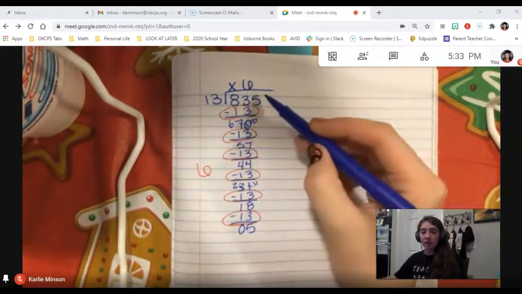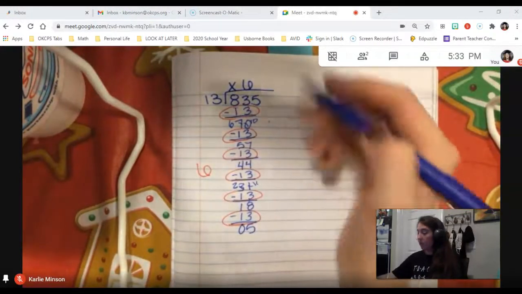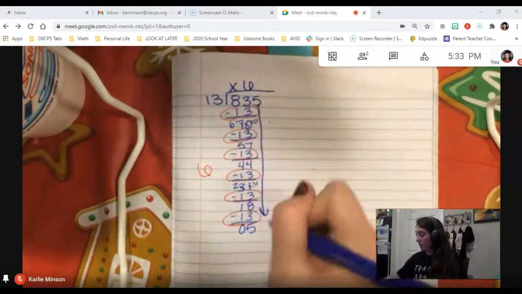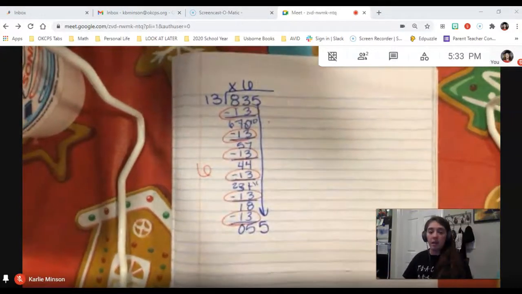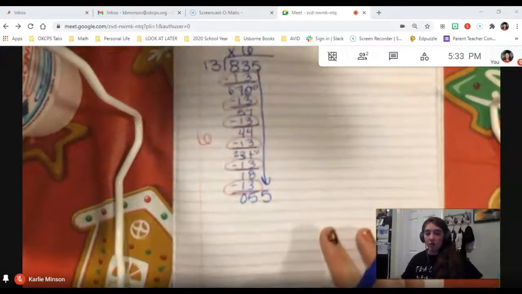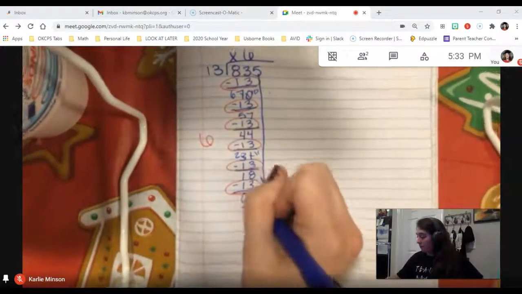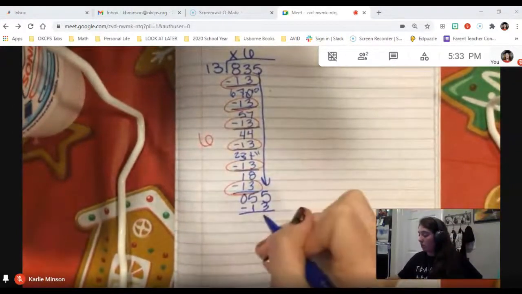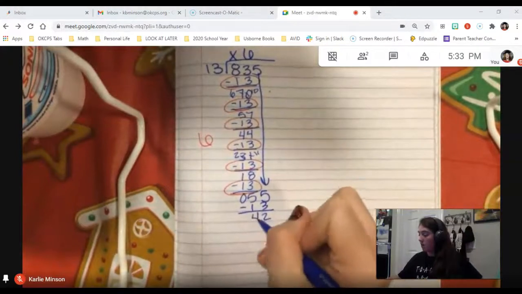But I still have a digit in my dividend. So I bring that digit down to connect it to this one. Now I have 55, and I start the process all over again. So I can subtract 13 from 55. 5 minus 3 is 2. 5 minus 1 is 4.